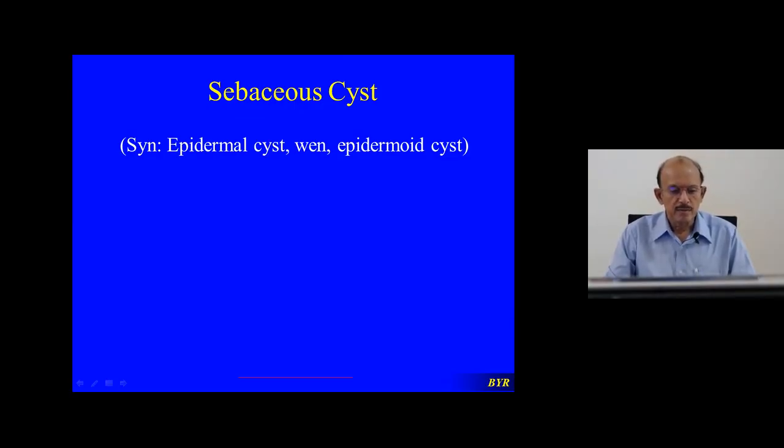Sebaceous cyst. The synonyms being epidermal cyst, epidermoid cyst, and the wen. Sometimes you will find the question in the theory examination as wen. So one time it was given as wen. So please be aware of this word: wen is equivalent to the sebaceous cyst.